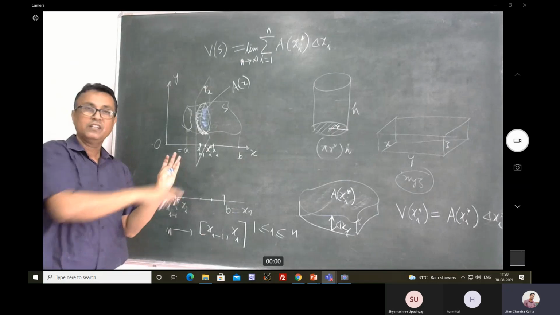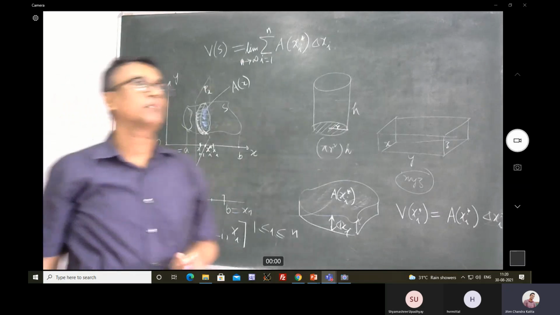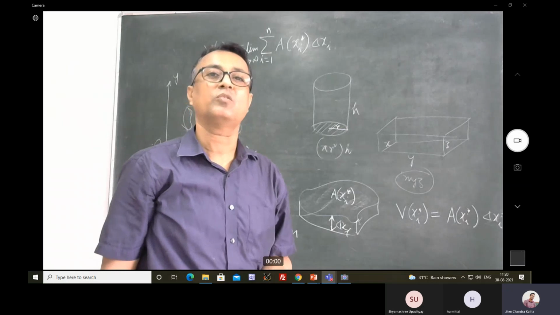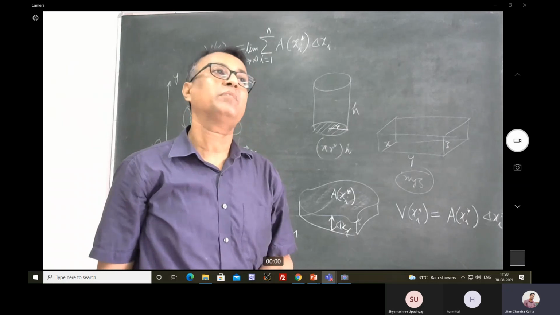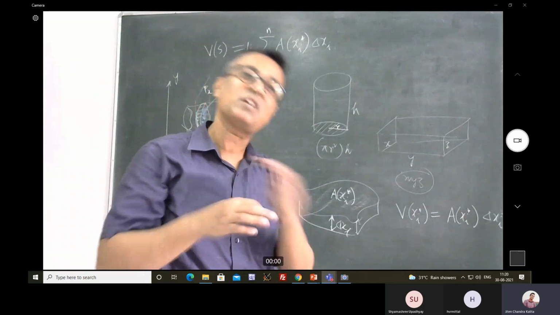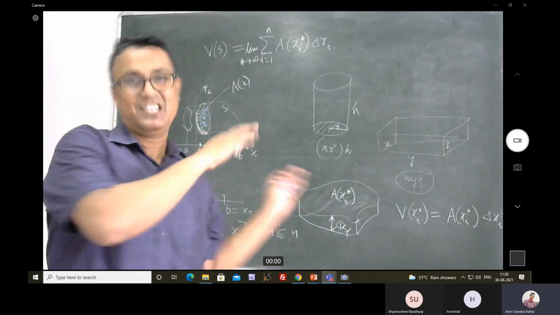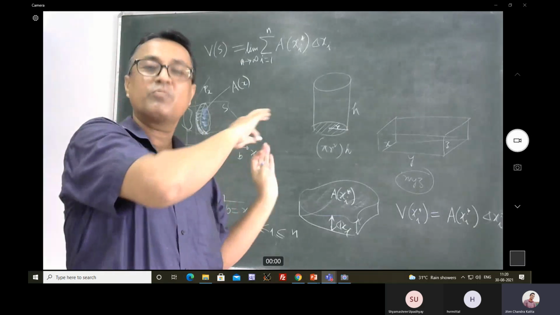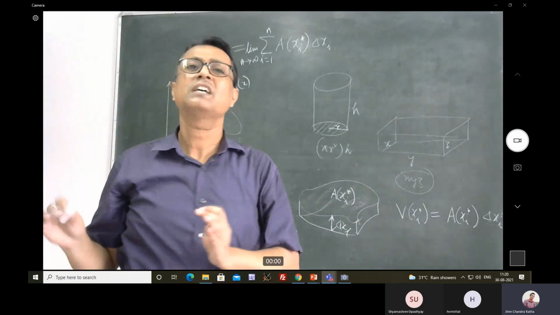Okay, fine. And you may be thinking, what about any randomly or arbitrarily shaped volume? Even if it is not shaped like the way it is, we can, through some mechanism, make it like this. You will see later on that we'll be able to find a way.